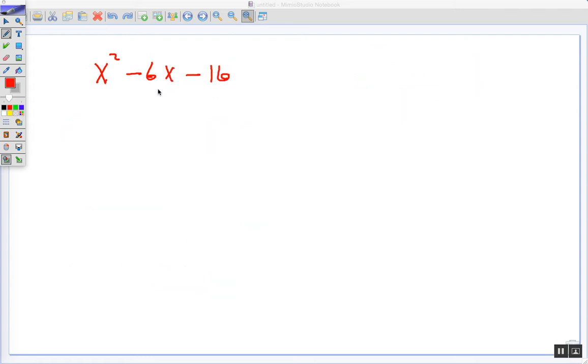All right, let's try one more with some negatives thrown in there. Same game, what are the factors of negative 16? This time I need a negative 16. The factors of 16 could be a negative 4 and a positive 4, a negative 2 and a positive 8, or a positive 2 and a negative 8, or a 16 and a 1, could be negative 16, negative 1. Out of all of these factors, which ones have a sum of negative 6?